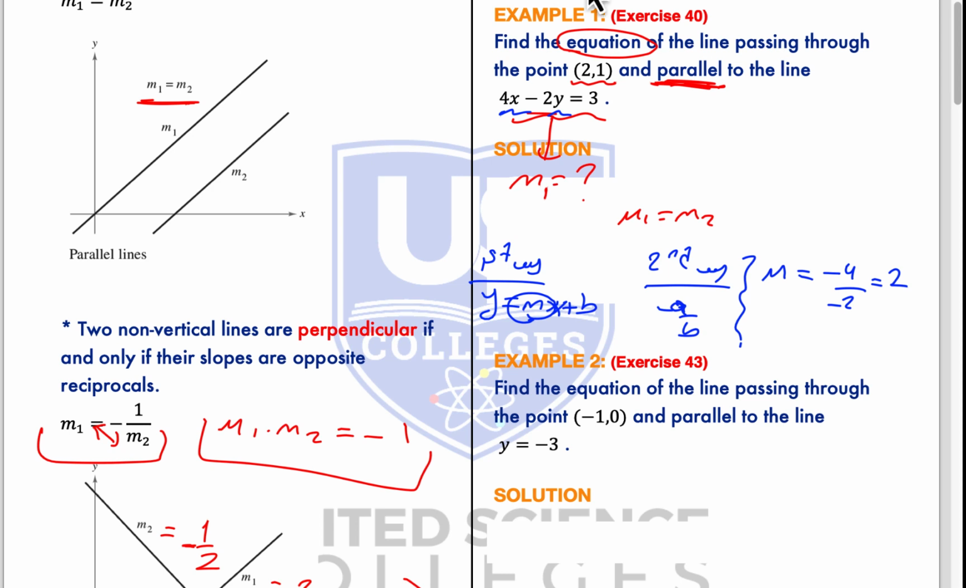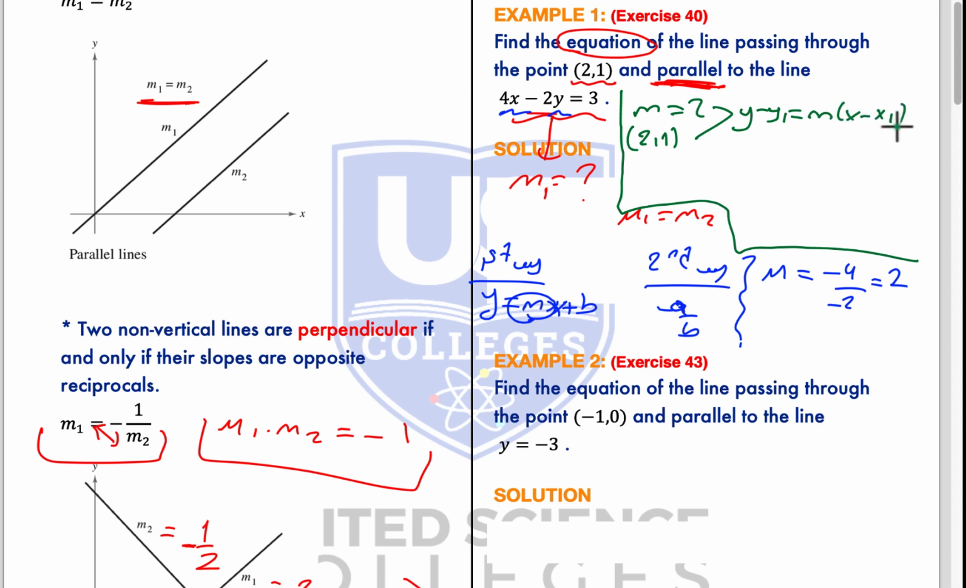So let me rewrite it. I know the slope, which is 2. I know the point, which is (2, 1), and I know the rule to write the equation: y minus y1 equals m times (x minus x1). So y minus y1, which is 1, equals m, which is 2, times (x minus x1, which is 2). So that's my equation. Let's simplify this.